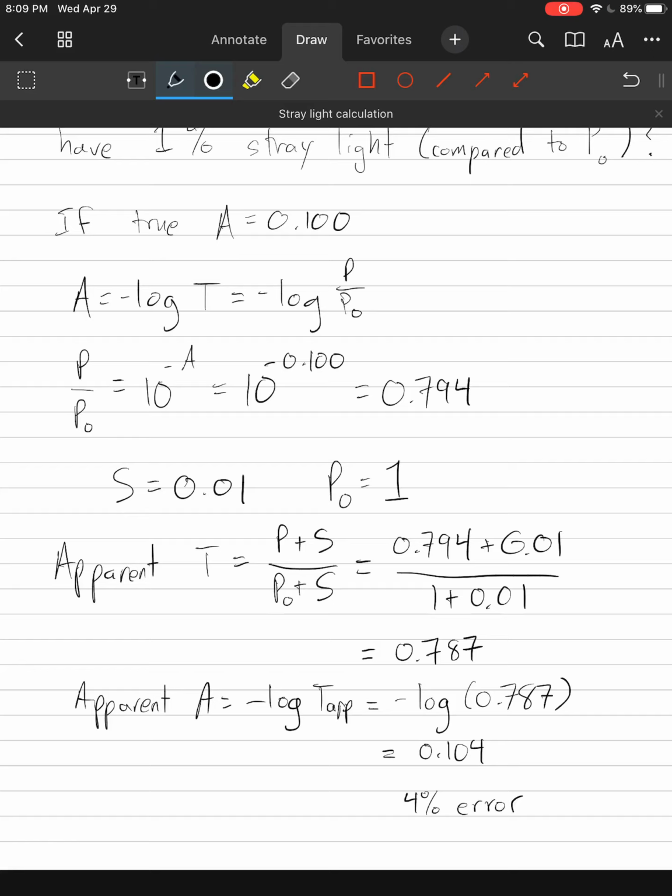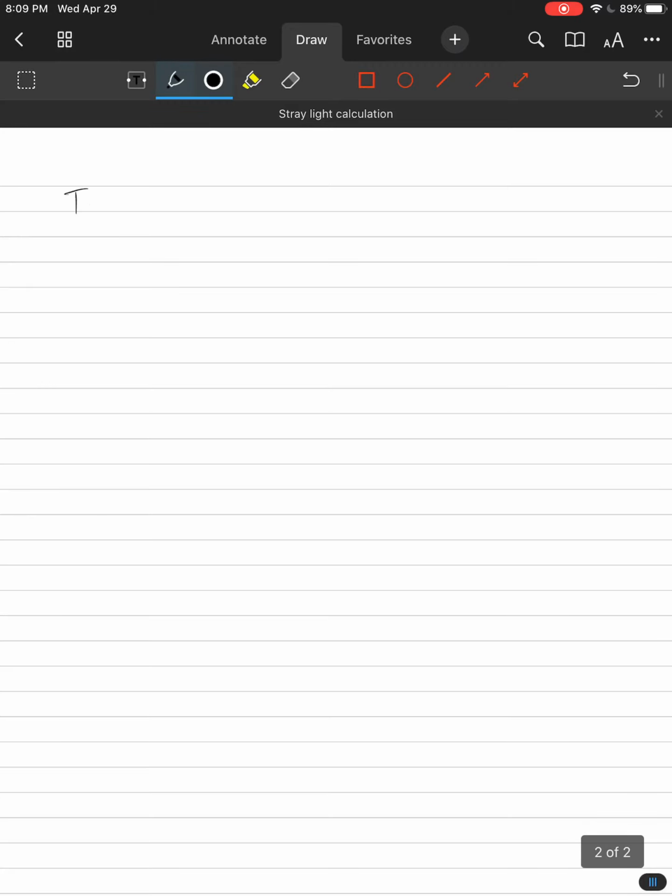Okay, so it causes some error at low absorbance, but what we really want to see is how this changes at high absorbance. In my other video I said high absorbance would matter more, so let's look at that. Let's say our true absorbance is instead 2, which is about the highest range you'd want to even measure with absorption spectroscopy. When you get to that sort of absorbance, it becomes much less reliable. But anyway, we'll go into an extreme example here.